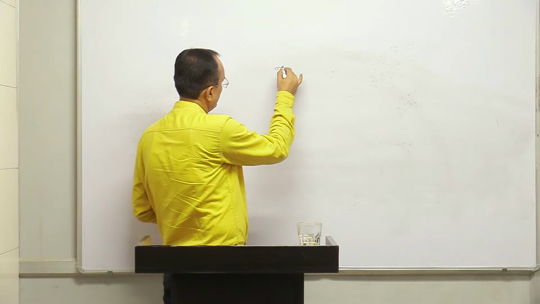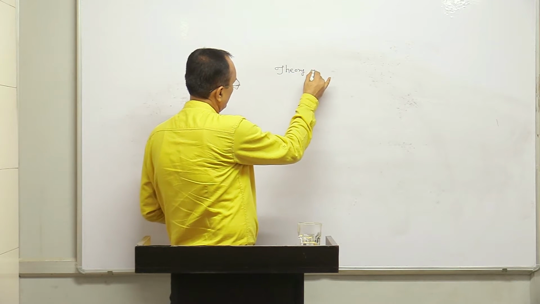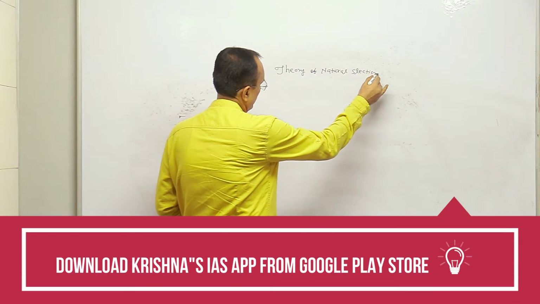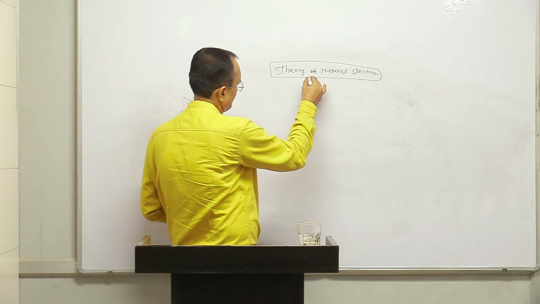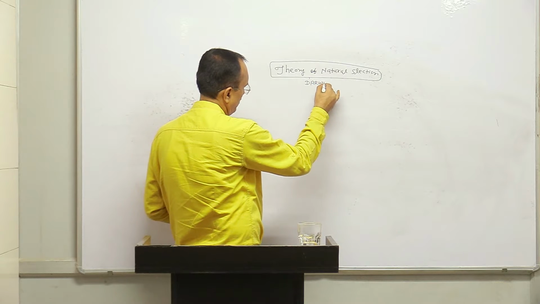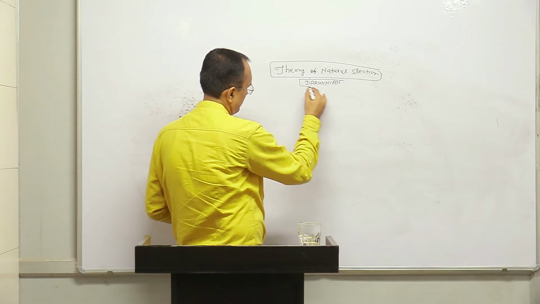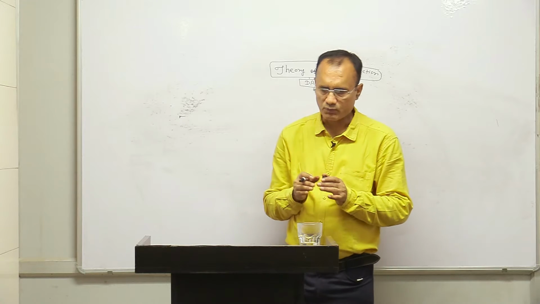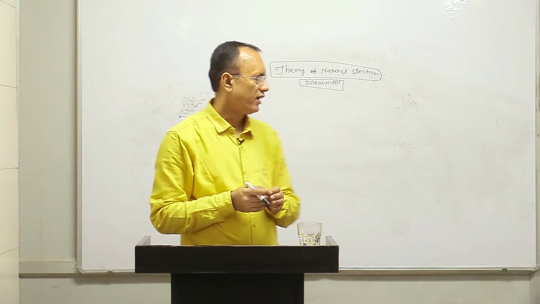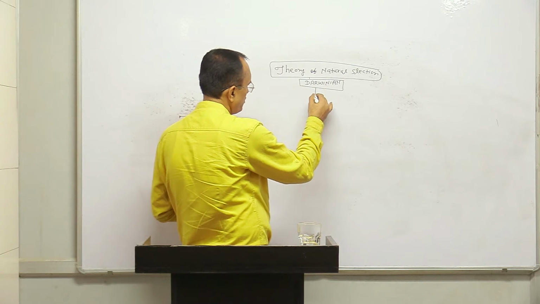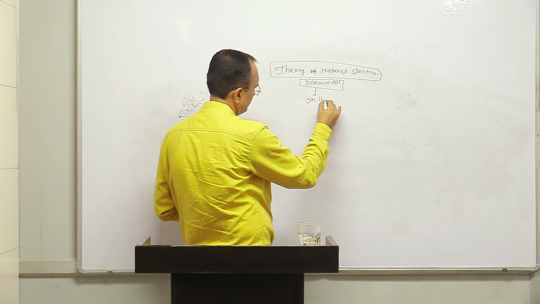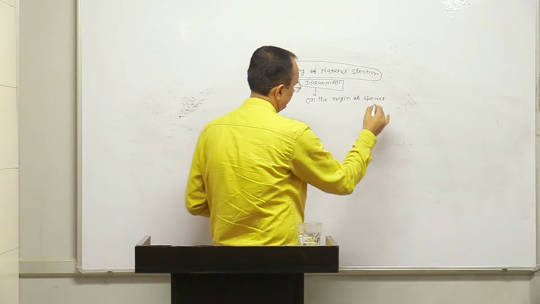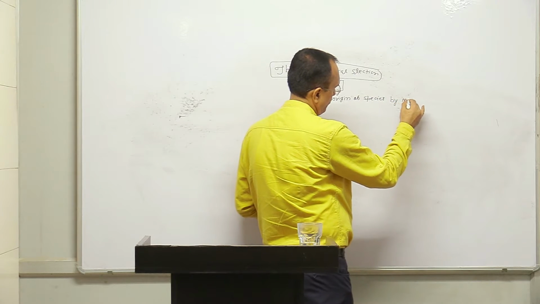Hello friends, I am Krishna Kumar and today I am going to discuss an important theory related to the theory of organic evolution. This is the theory of natural selection. It is also known as the Darwinian theory of natural selection or Darwinism. This theory was proposed by Charles Darwin in 1859 in his famous work, On the Origin of Species by Means of Natural Selection.